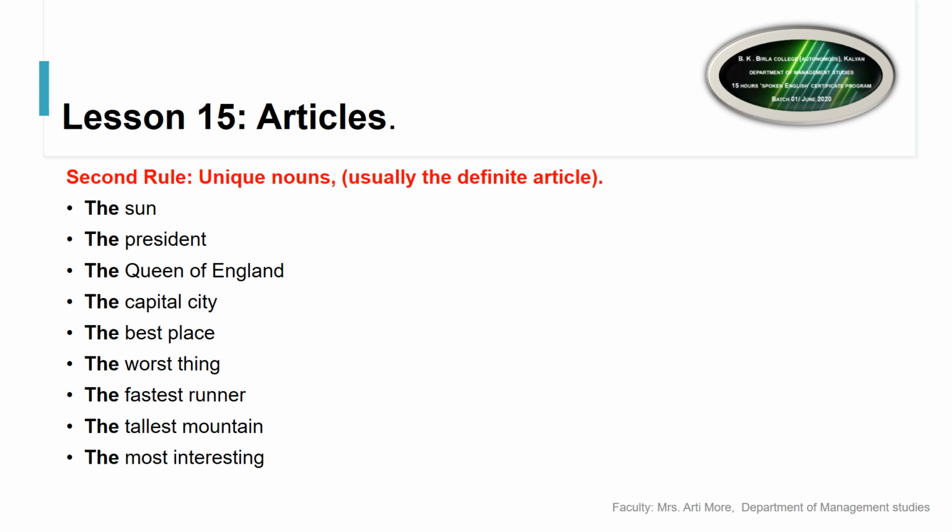The president, the Queen of England, the capital city, the best place, the worst thing, the fastest runner, the tallest mountain, the most interesting things are all examples of this. There is only one of this noun, so they are unique. This is especially for nouns which are well known by most people.